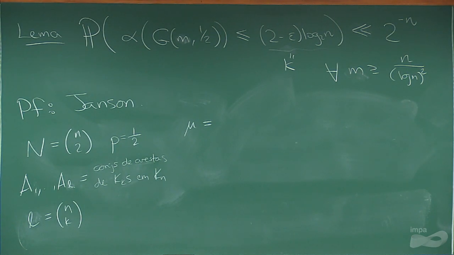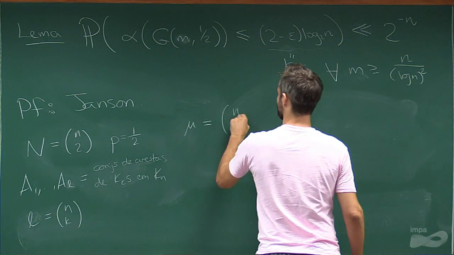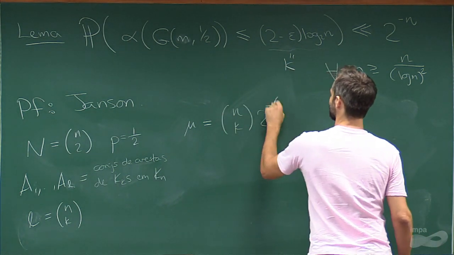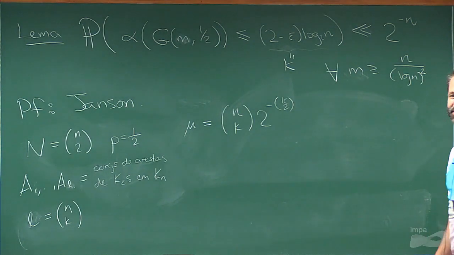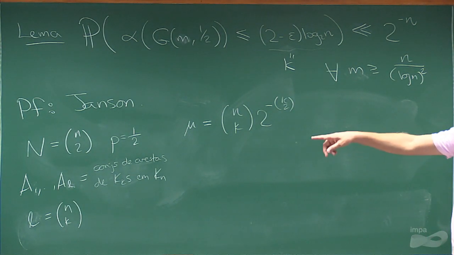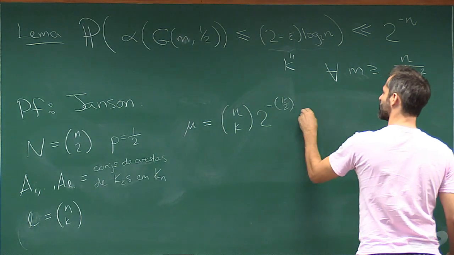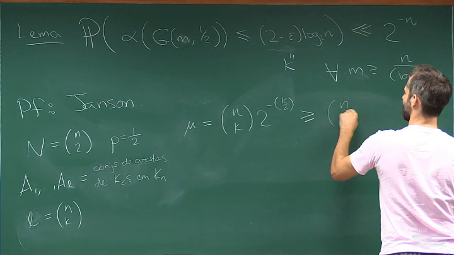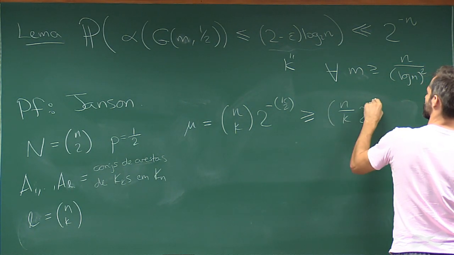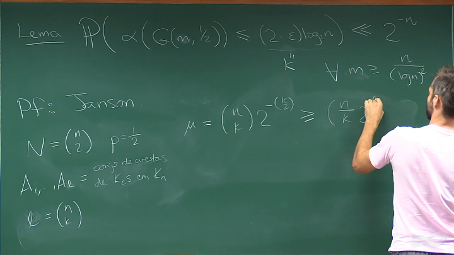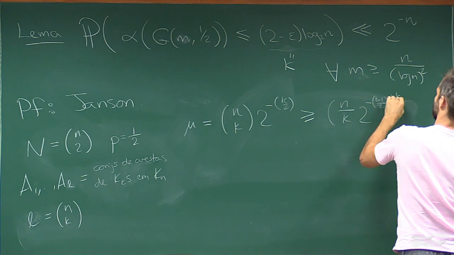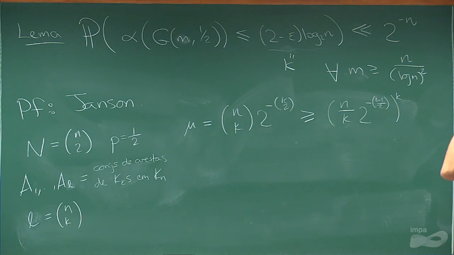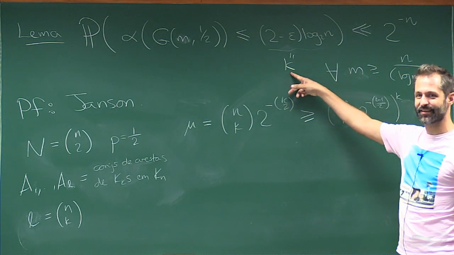Okay, what's mu? N choose K times 2 to the minus k choose 2. That's the thing we just had, right? We want mu to be big, so we want a lower bound on this now. N over k to the k, exactly, times 2 to the minus k minus 1 over 2 to the k. And now k is this guy.